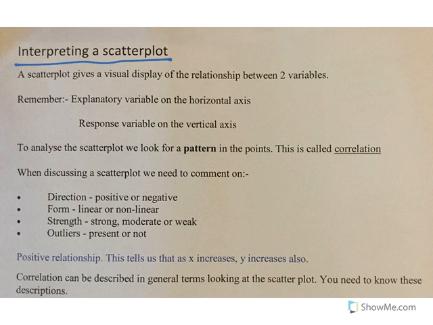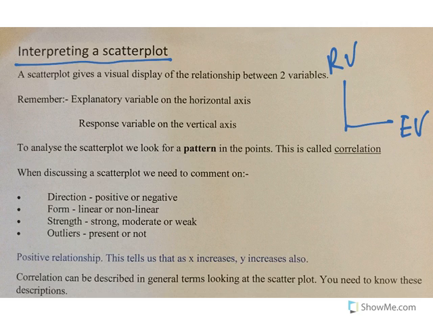I've put them up there on our lesson for you to do. So, a scatterplot, as it says there, we've got 2 variables. Our explanatory variable goes there, and our response variable on the vertical.